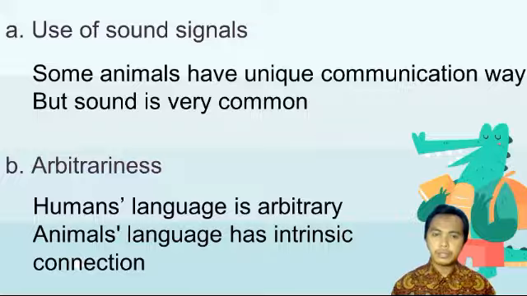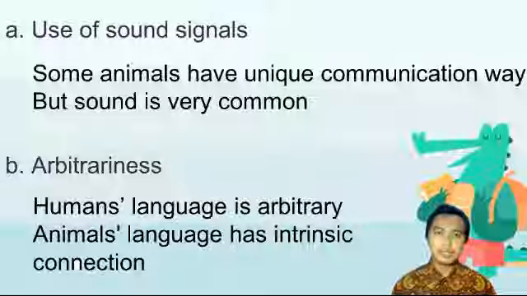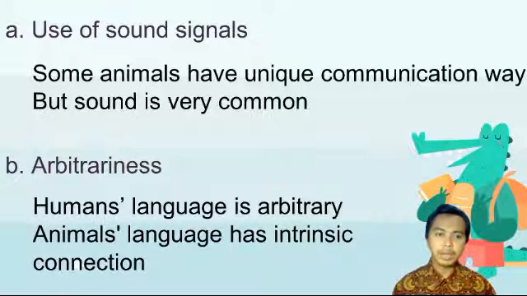The first one is use of sound signals. Some animals have a unique communication way, but sound is very common. Every human being and animal can produce sounds, but what makes us different from animal sounds? Like a bee dancing. The bee can produce sounds while making a dance, which signifies the whereabouts of a source of nectar. But this type of method is not as widespread as the use of language.